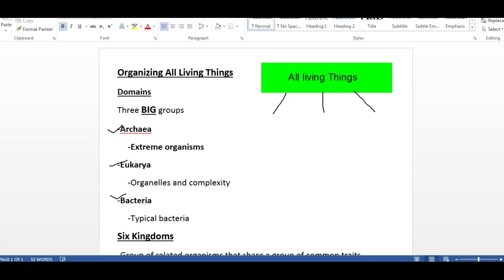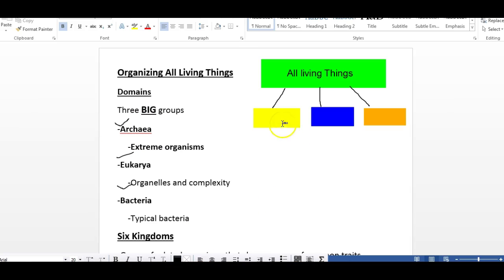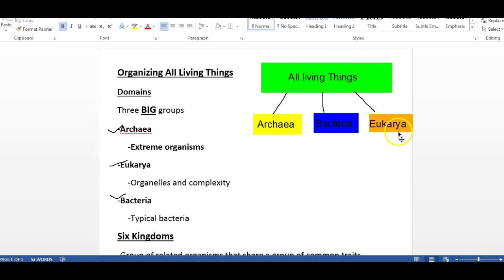So if you put those groups in, we'll go yellow for one, then we'll go blue for another, and then we'll go orange for the last one. And then this could be archaea, so there's archaea. Then in here we put bacteria. And then in here we put eukarya. And so what we've done, we've taken this big complex group made up of many things and divided it up into smaller categories. And that's really what we're doing here with living things, categorizing and just looking at them in a more organized way.